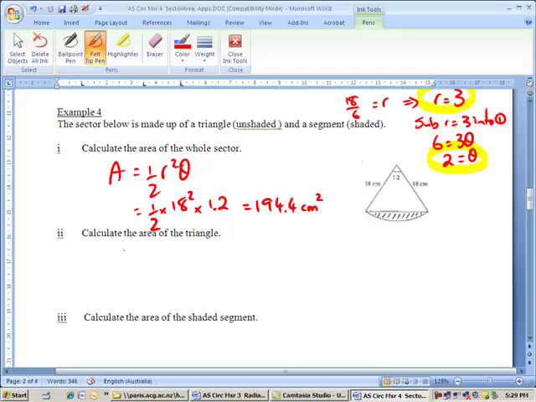Okay, area of a triangle, we're going to use our formula that we learnt when we used the trig identity with it. So the idea that the area equals a half AB sine C. So it's a half times the two sides, which is 18 times 18, times the sine of the angle enclosed between the two sides, 1.2.